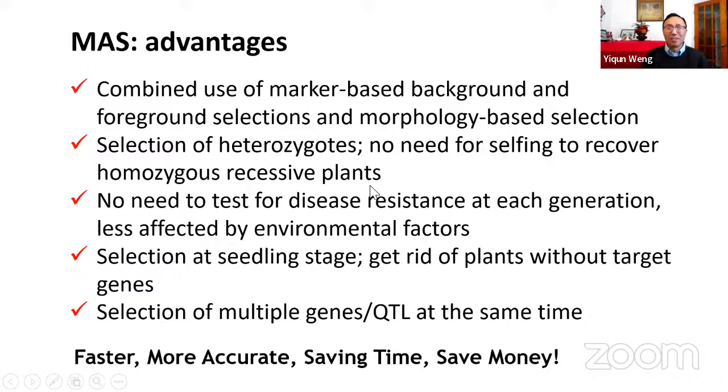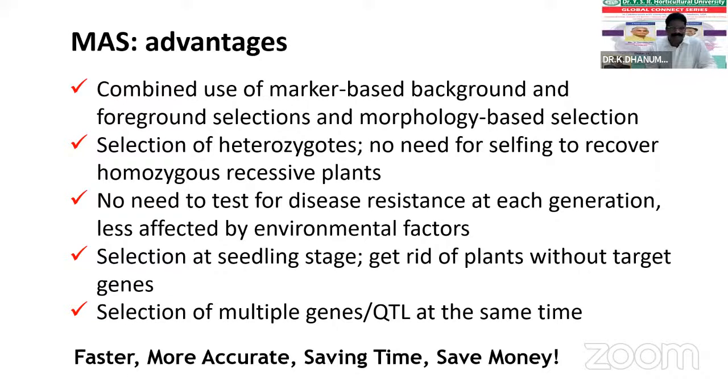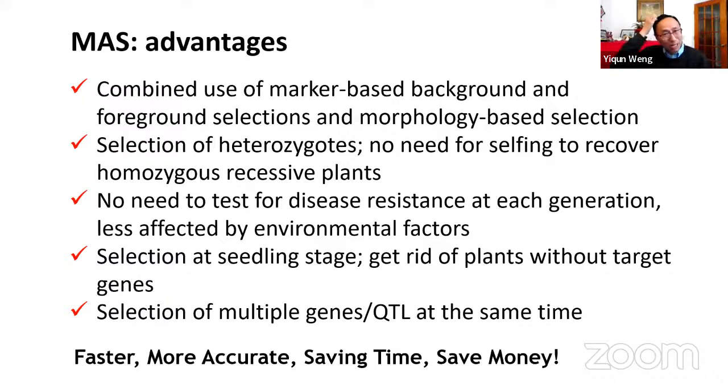So there are many advantages for marker-assisted breeding. First, you can do background selection and foreground selection, which quickly recovers the recurrent parent. You can select heterozygotes, which is particularly true when the target gene is recessive. So you don't have to self each generation to see the phenotype. You just select the allele of the target gene.